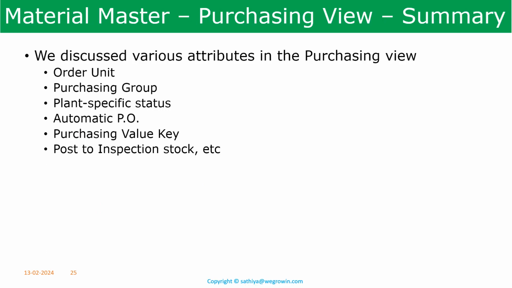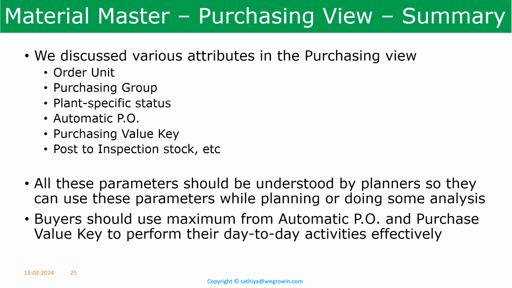In this session, we discussed various parameters in the purchasing view like order unit, purchasing group, plant specific status, automatic PO, purchase value key, and post to inspection stock. Please take note, all these parameters should be understood by planners so they can use them while planning or doing analysis. Similarly, buyers should make maximum use of parameters like automatic purchase order or purchase value key to perform day-to-day activities effectively.